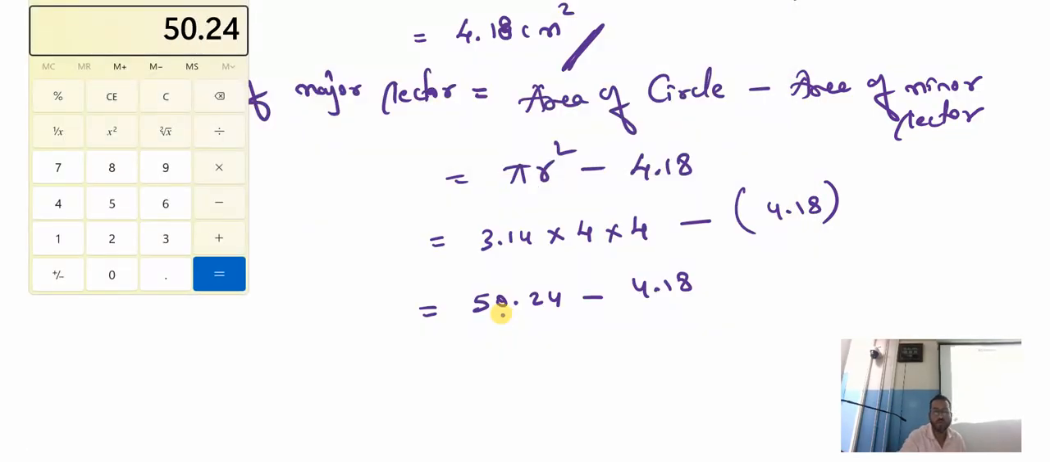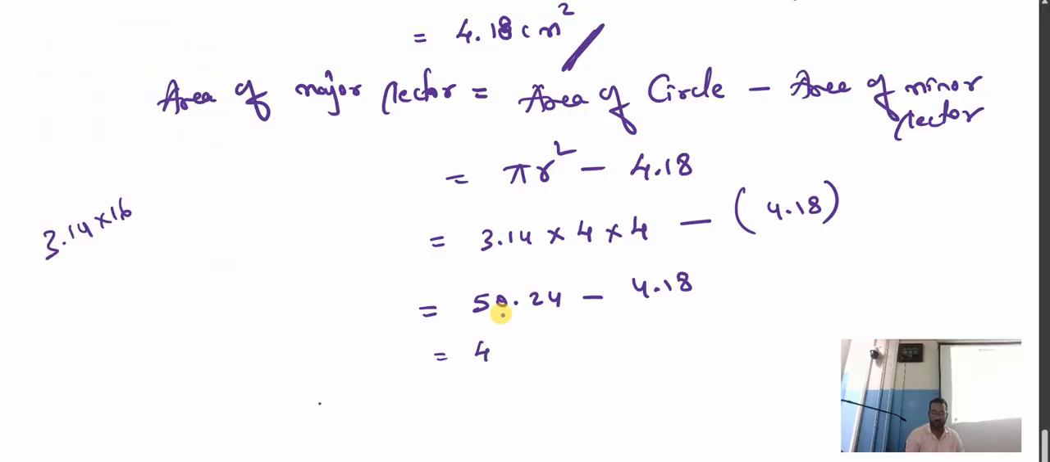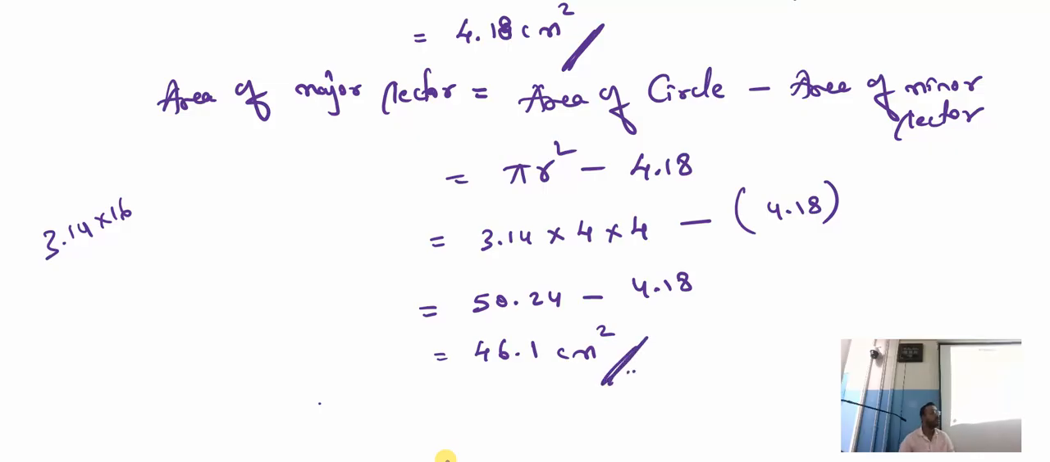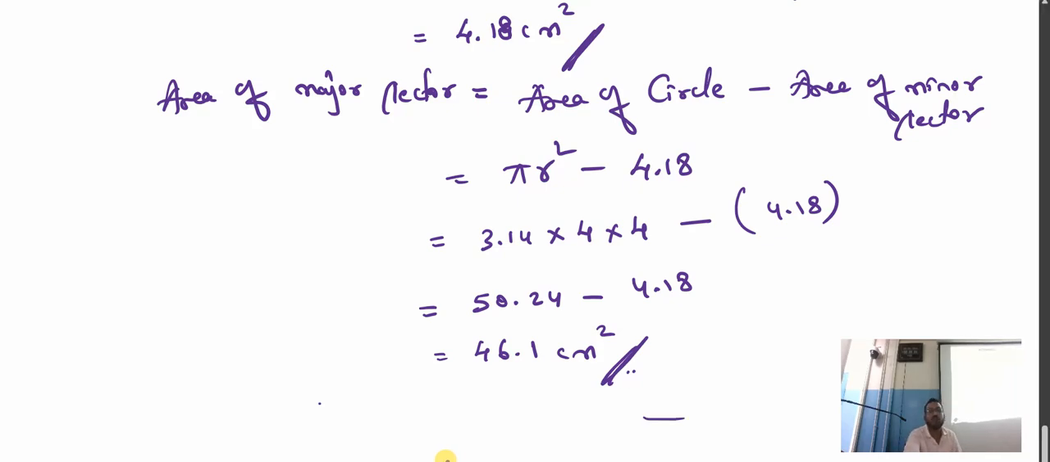50.24 minus 4.18. The value is 46.06. So 06 approximation, you can take it as 1. 46.1 centimeter square. I hope you have understood how to find the area of minor sector and how to find the area of major sector. Very good. Next question.